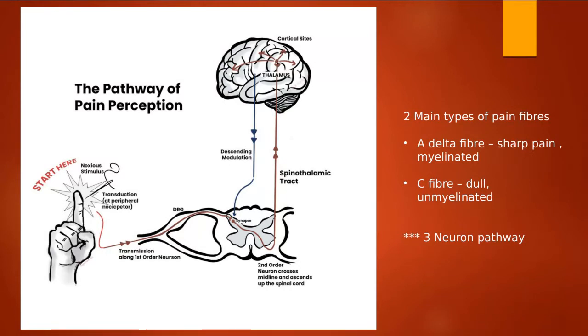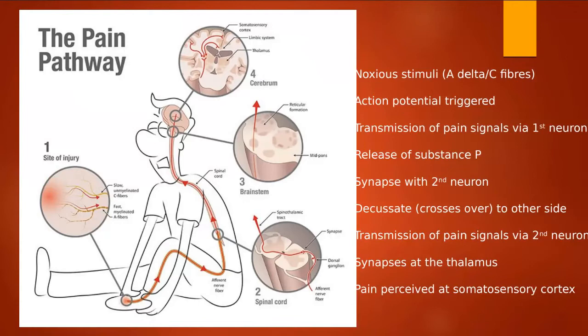Now, there's obviously what we call descending modulation pathway, which talks about the endogenous opioids, but I will talk about this in the last slide. So let's just quickly go through this again, looking at another diagram over here.